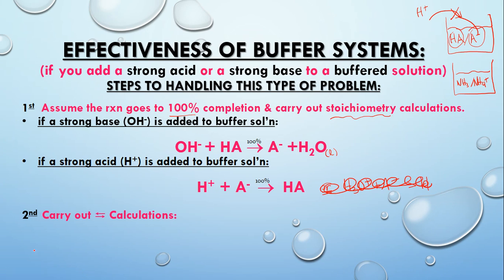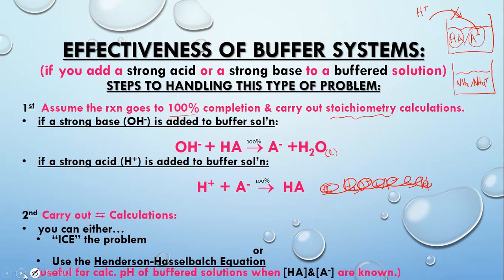But after that, the second part of this is you're going to carry out the equilibrium calculations. You could either ICE your problem, which would be a little bit longer problem. This is the method I do not prefer. Or you can use my preferred method, which is using the Henderson-Hasselbalch equation. Remember, the Henderson-Hasselbalch equation is very useful with all buffered systems. When you know the HA and the A minus concentration, you can always use it.